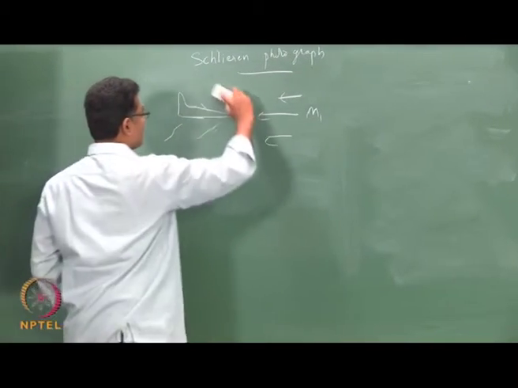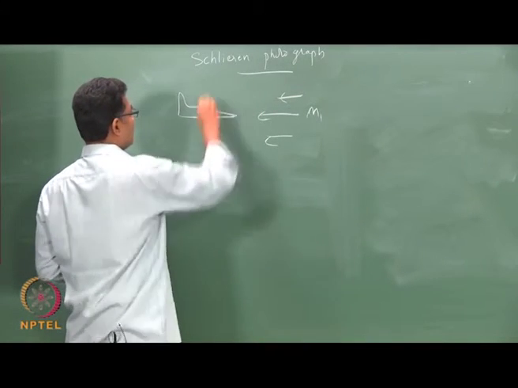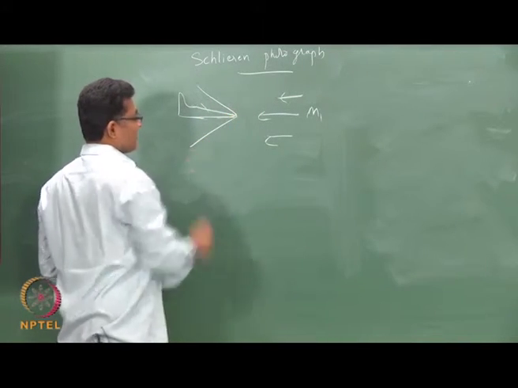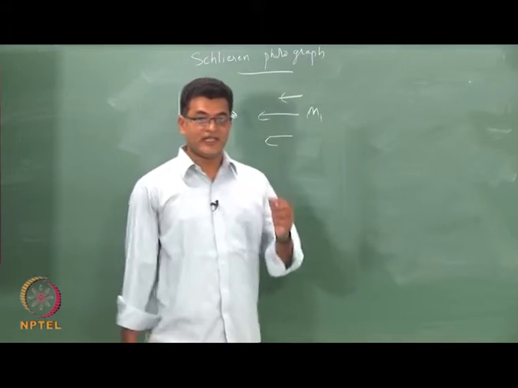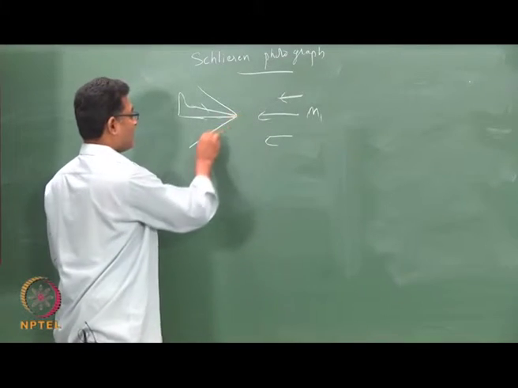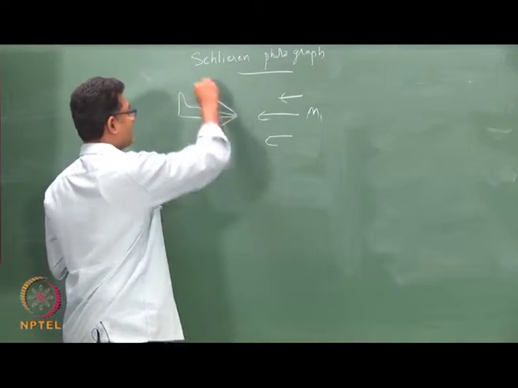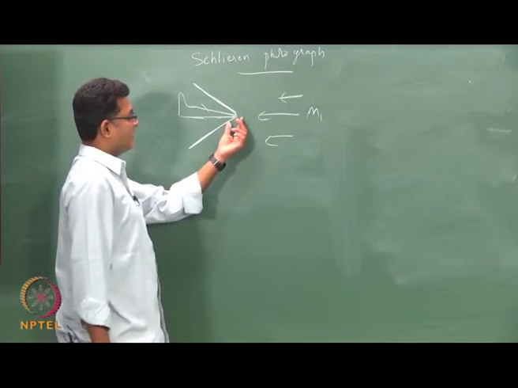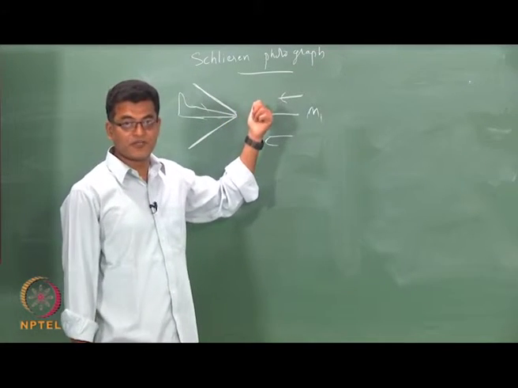So, if there is a shock here, shock as we know has a large density gradient. So, this angle or this shock is very clearly picked up by a Schlieren photograph.